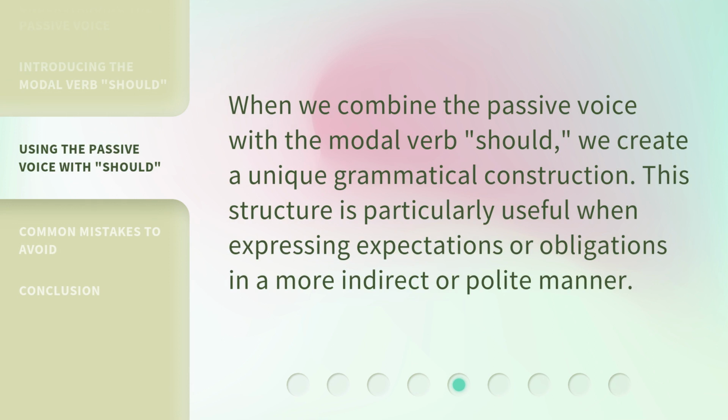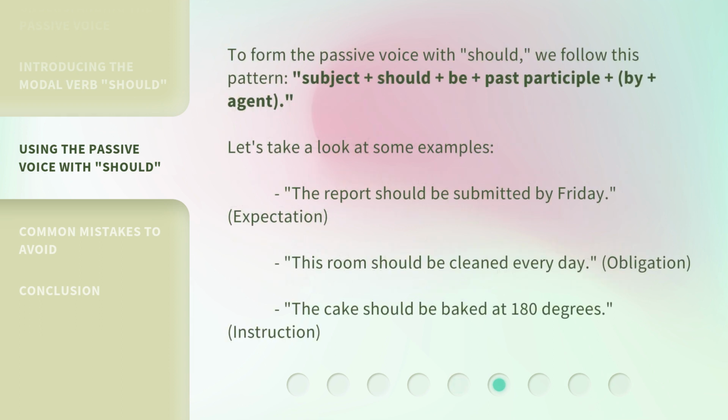When we combine the passive voice with the modal verb, should, we create a unique grammatical construction. This structure is particularly useful when expressing expectations or obligations in a more indirect or polite manner. To form the passive voice with should, we follow this pattern: subject plus should plus be plus past participle plus by plus agent. Let's take a look at some examples.